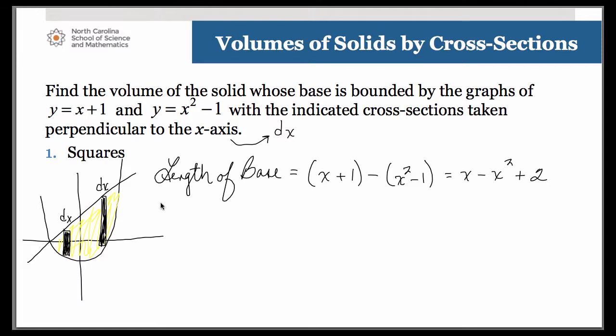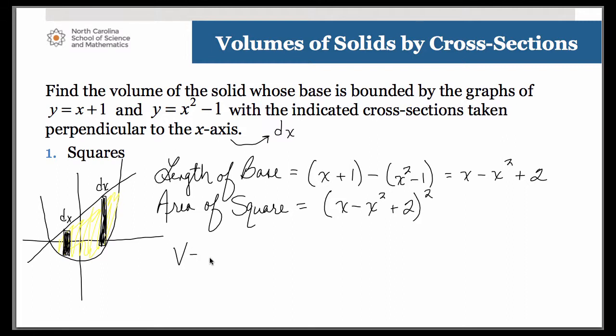So the next thing we want to do is come up with an expression for the area of the square. Well, if the base is x minus x squared plus 2, obviously the base squared will be the area of the square. So then to get our volume of this solid that's created, we need to do the integral of that area expression.